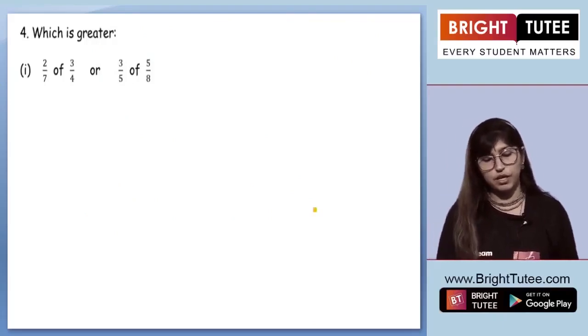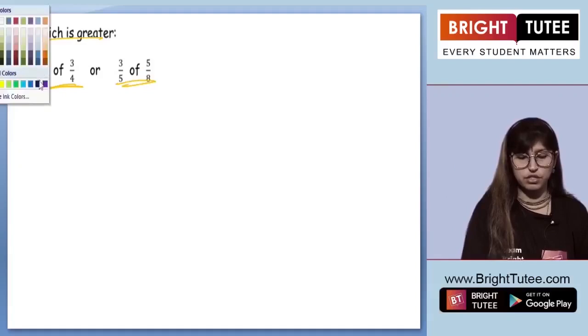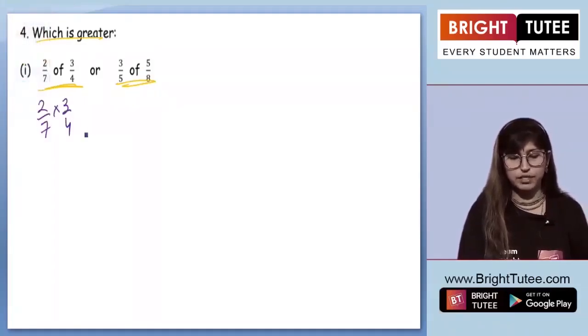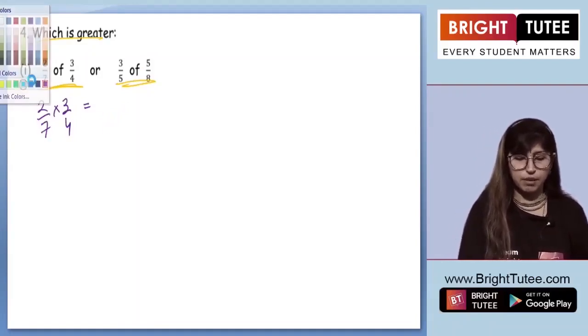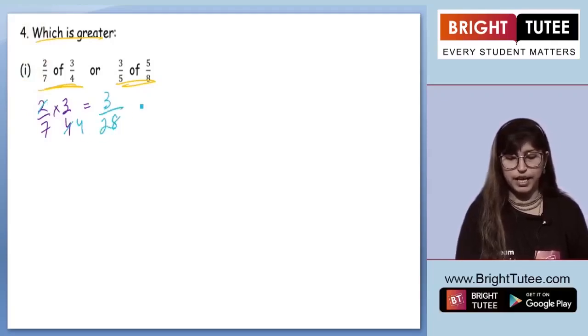Among these, we need to find which is greater. Is this greater or this greater? So let's try and check it out. 2/7 of 3/4 means 2/7 times 3/4, which, after cancelling them out, you'll be getting 3/28.